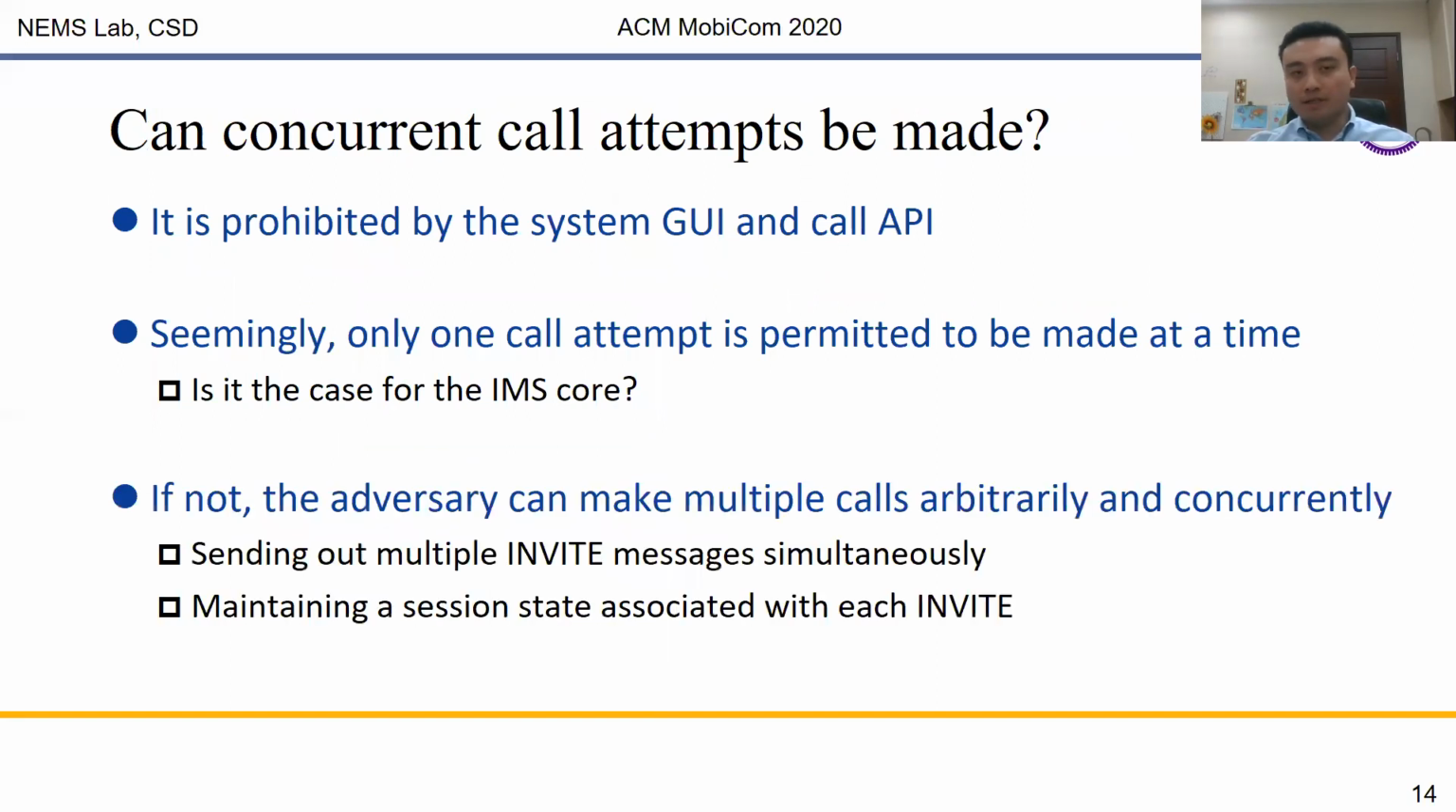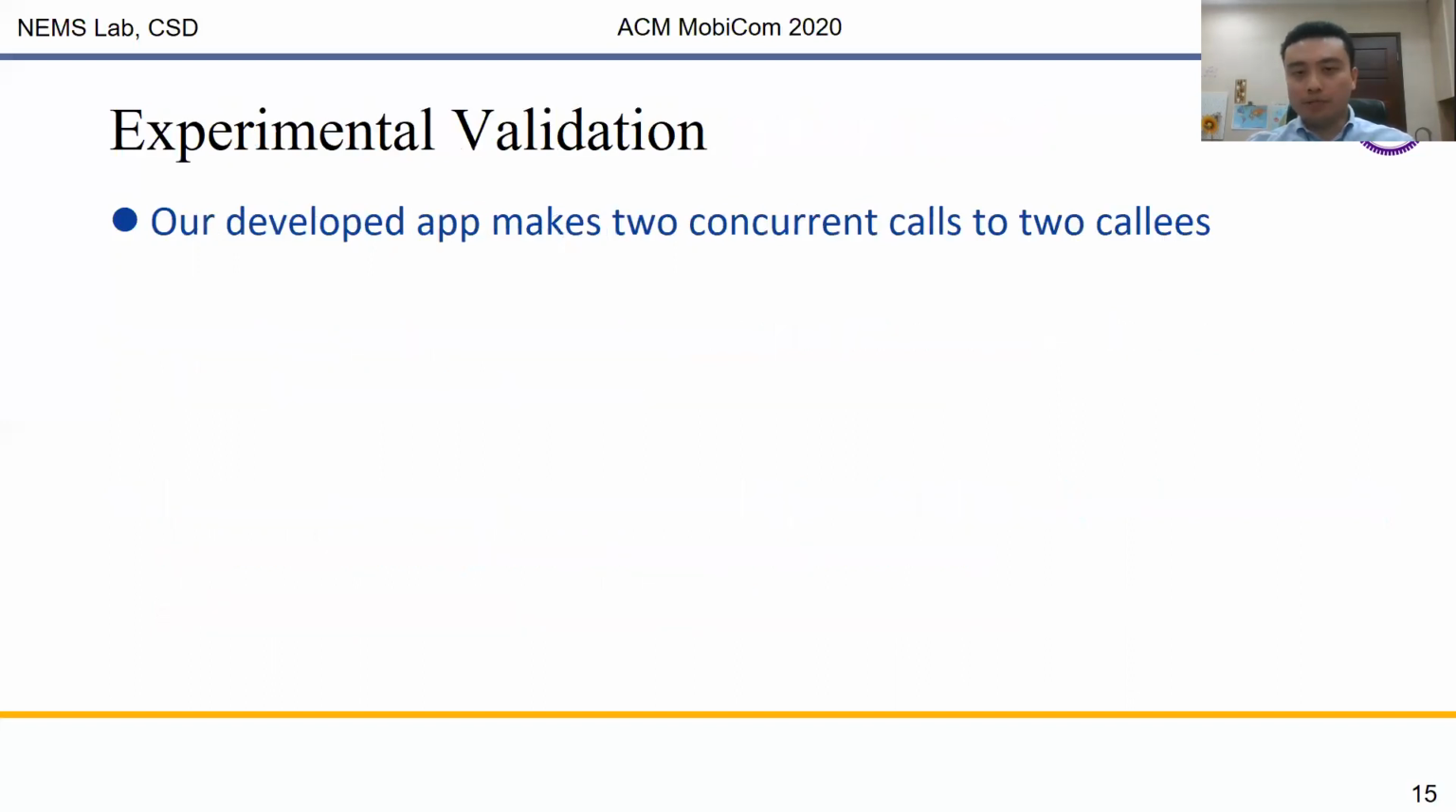If not, the attacker can make multiple calls arbitrarily and concurrently based on the hijack sessions by sending out multiple invite messages simultaneously, and also maintain a session state associated with each invite. We conduct an experiment to validate the answer. We develop an application which makes two concurrent calls to two callees.